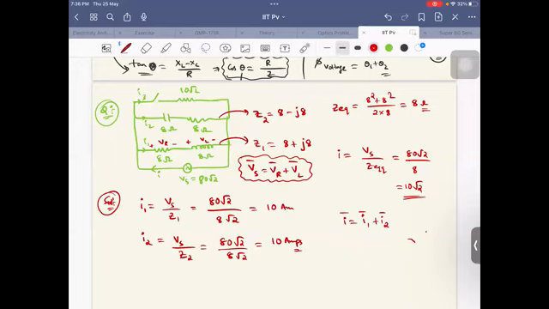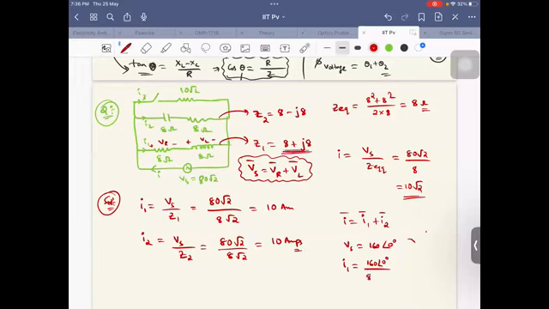If this is the RMS value, what is the peak value? 160 into root 2. So Vs can be written as 160 angle 0 degrees, where I am taking the reference as 0 degrees. Now if I want to write I1, it is Vs, 160 angle 0 degrees, by Z1. What is Z1 from here?